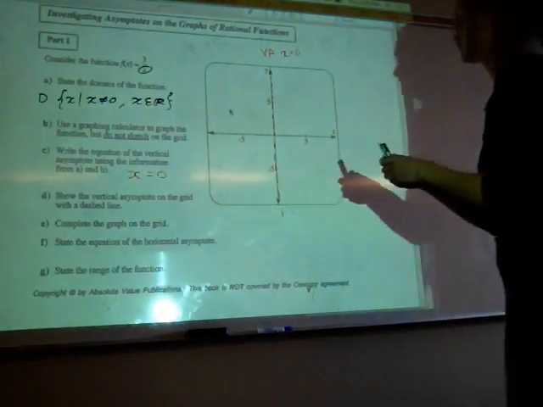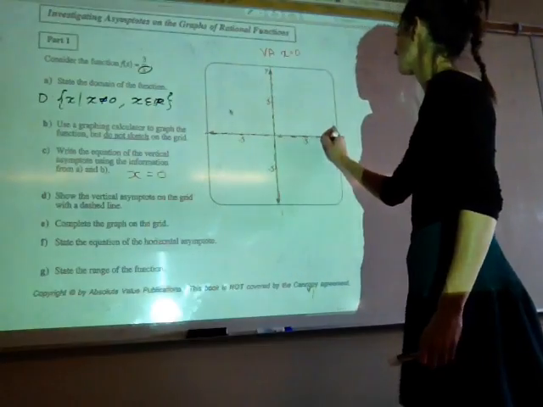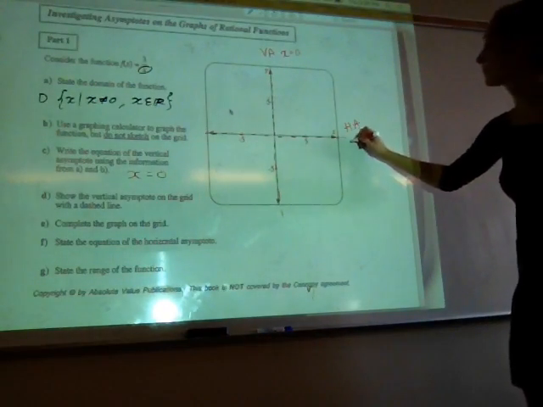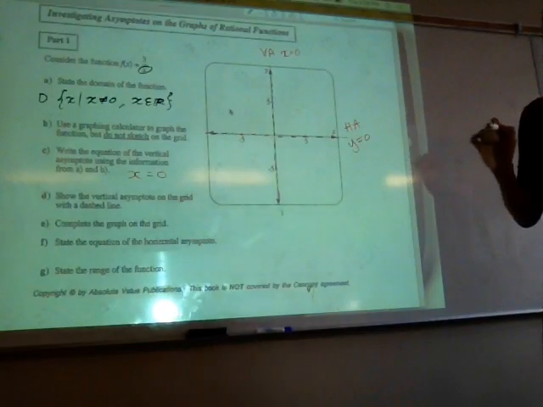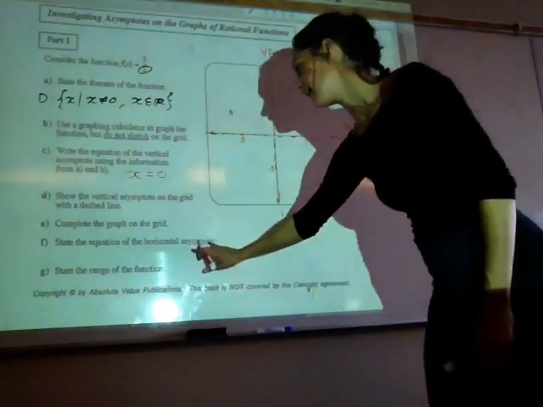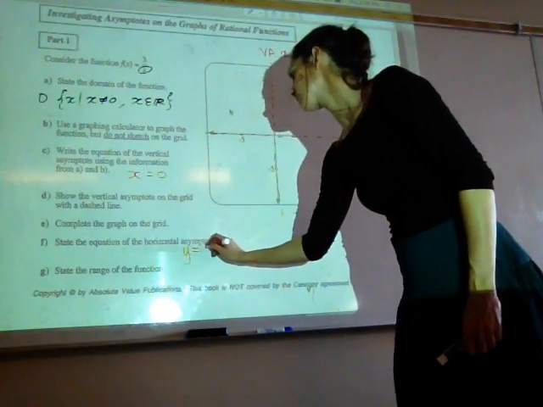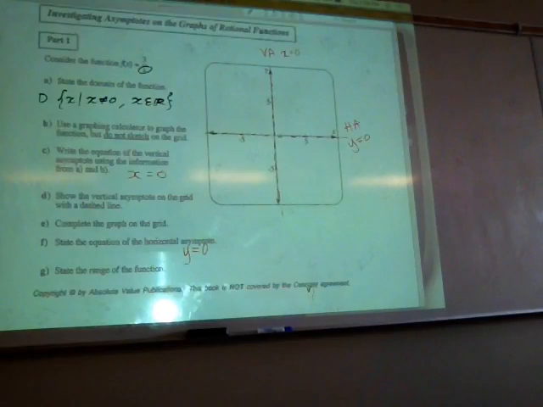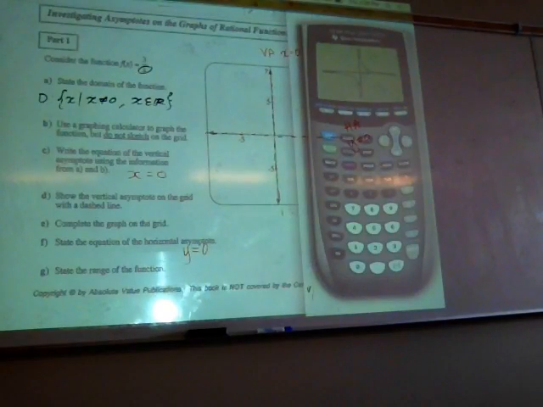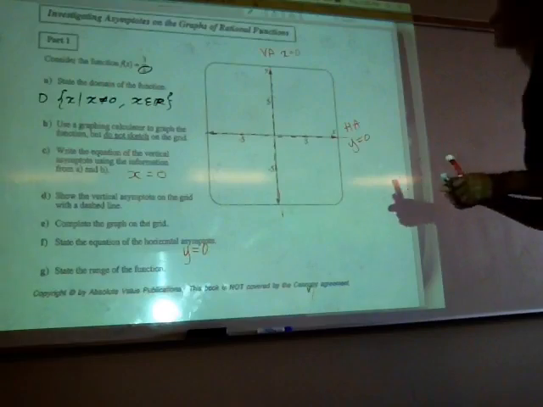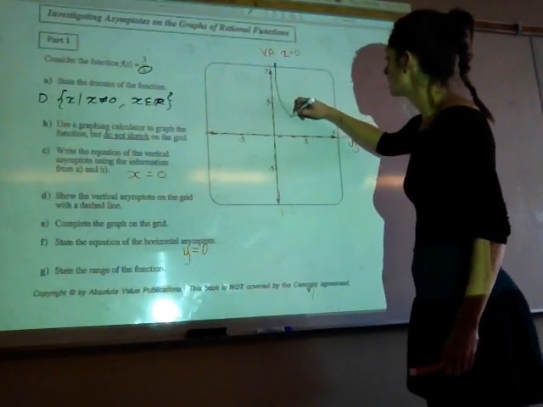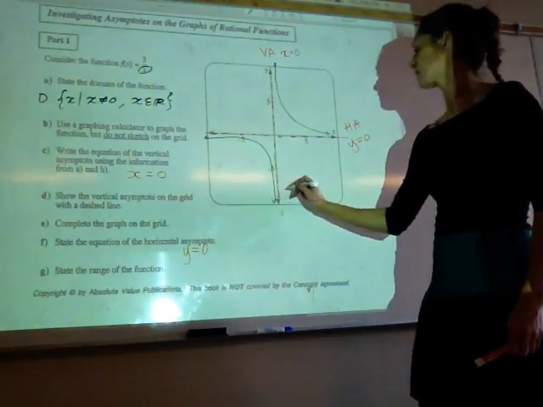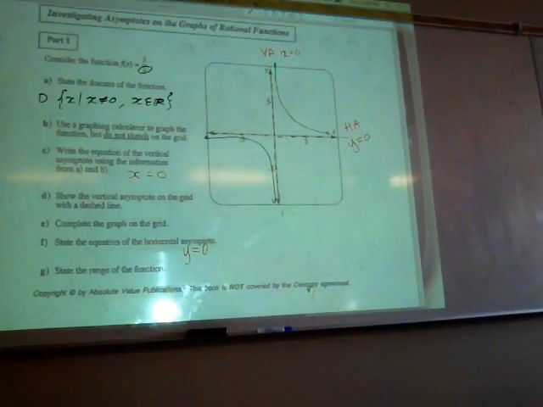Which means I have a horizontal asymptote at that x-axis. HA means horizontal asymptote. The equation would be y equals 0. So for part F, the horizontal asymptote is y equals 0. And roughly we can draw in our function without using actual points. That's the general shape of it.